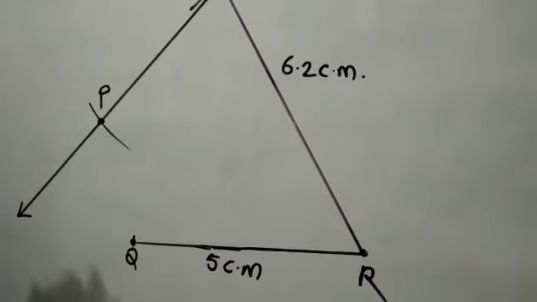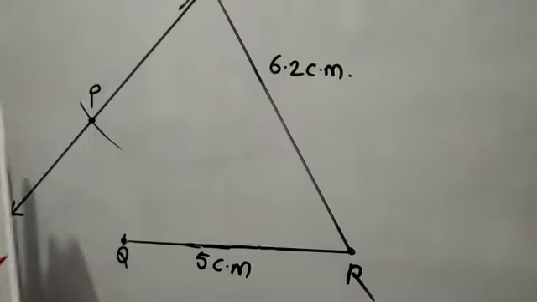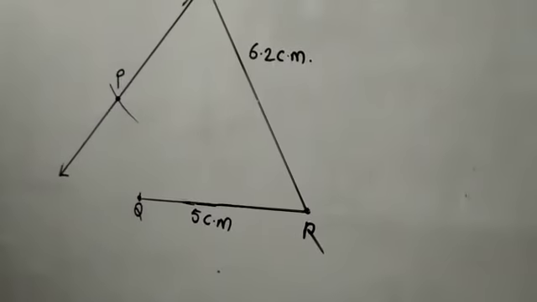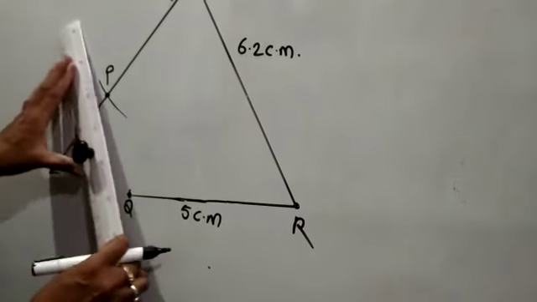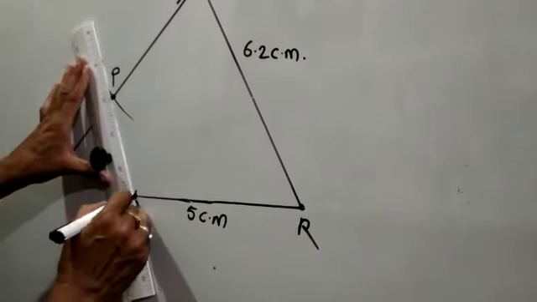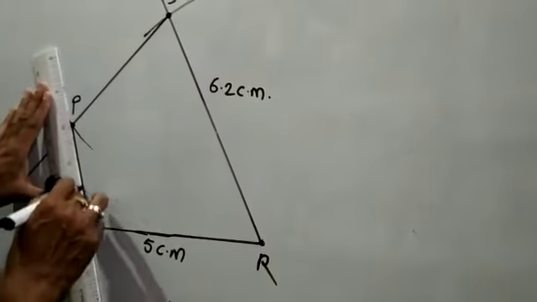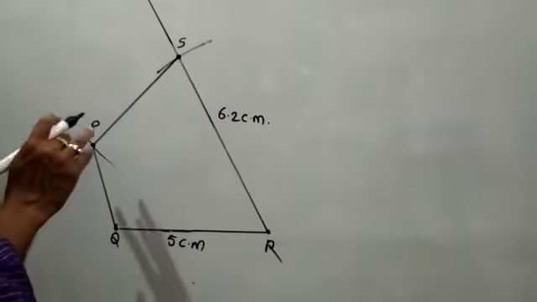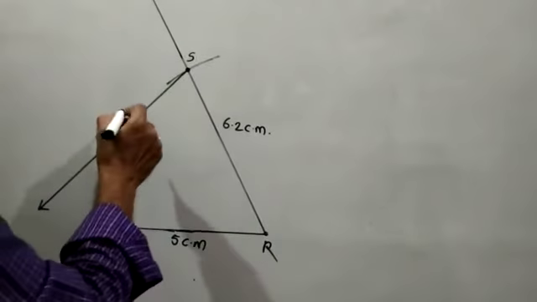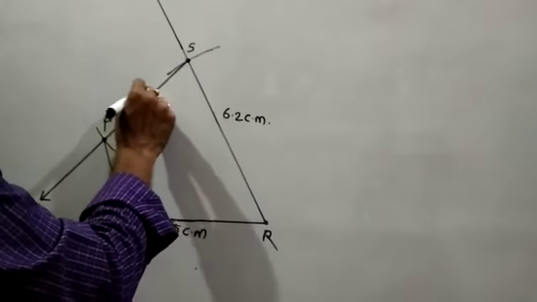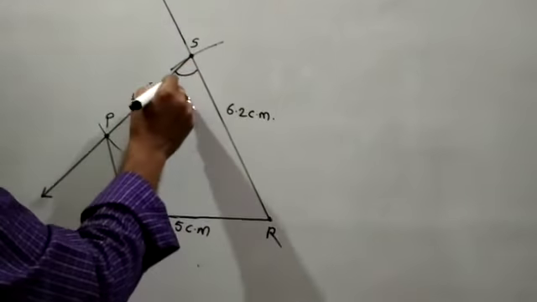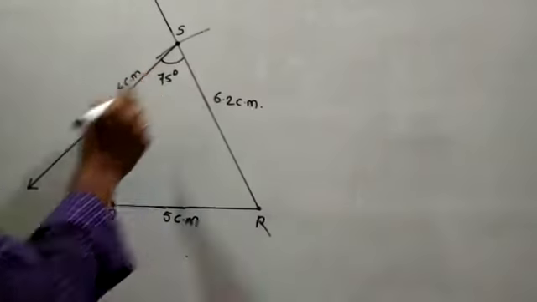After that, you have to join this point P and point Q. So you will join this point P and point Q like this. At that time, this one is your desired quadrilateral PQRS. You have to write this. This one is the 4 centimeter, and this angle is 75 degree.